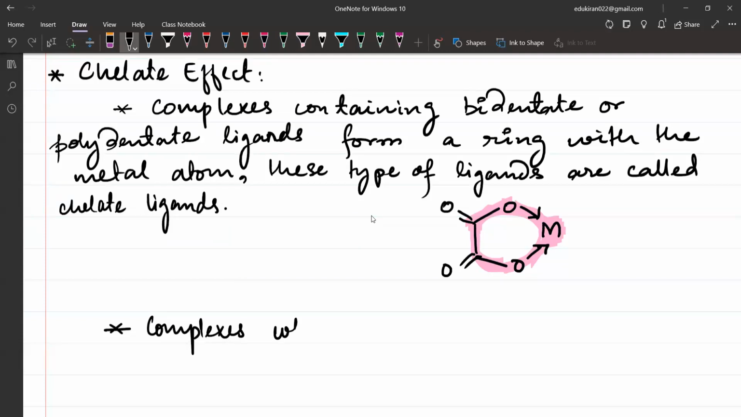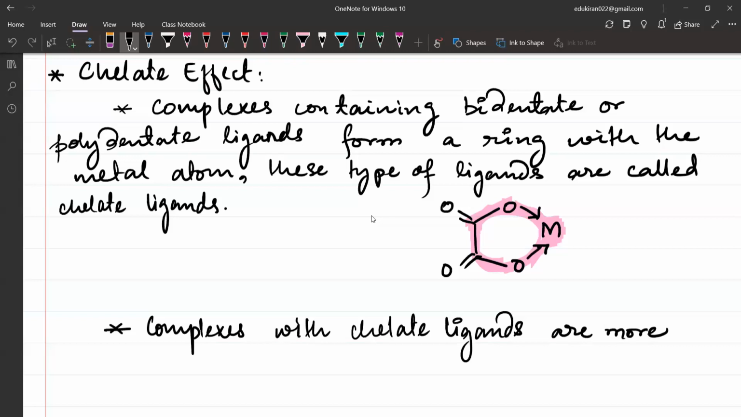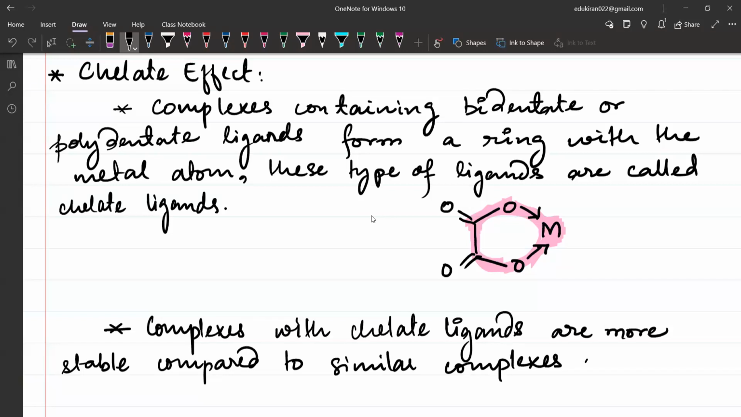Complexes with chelate ligands are more stable compared to similar complexes without chelate ligand.